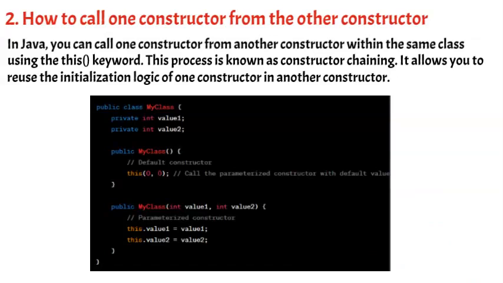In this example, the class MyClass has two constructors, a default constructor and a parameterized constructor. The default constructor calls the parameterized constructor using this(), which initializes value1 and value2 with default values of 0. By chaining the constructors, you can avoid duplicating code and ensure consistent initialization of instance variables.